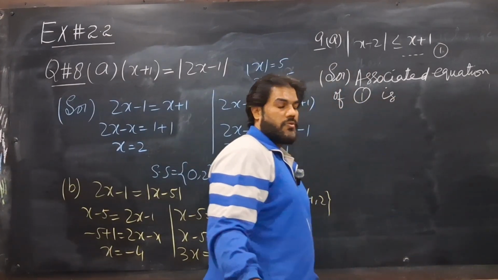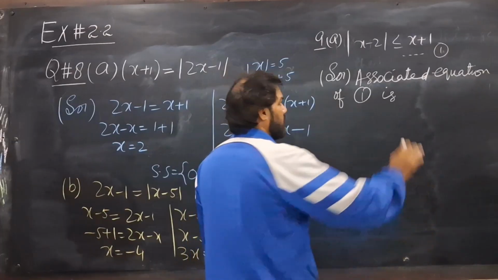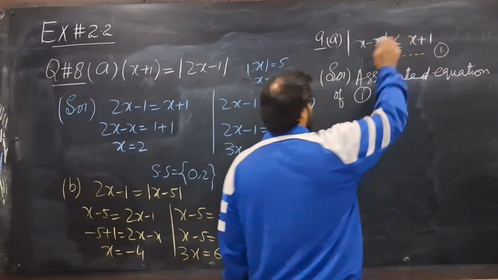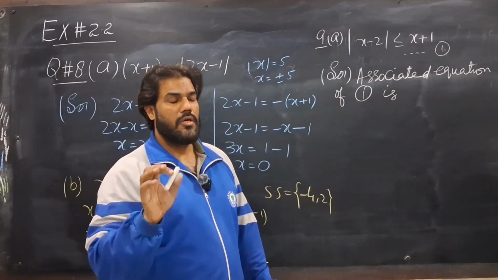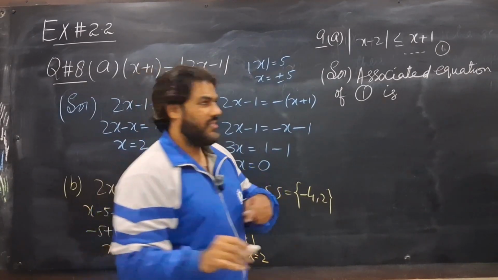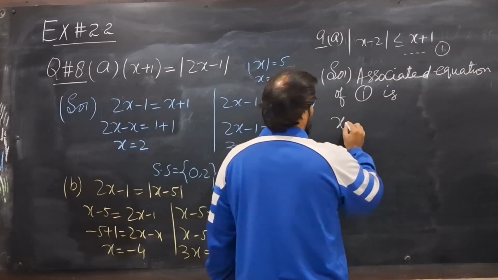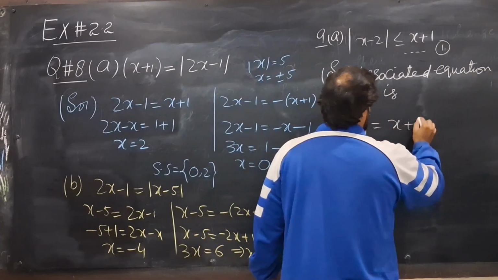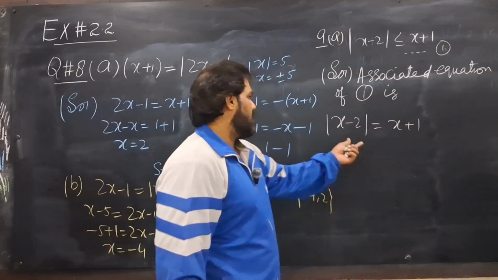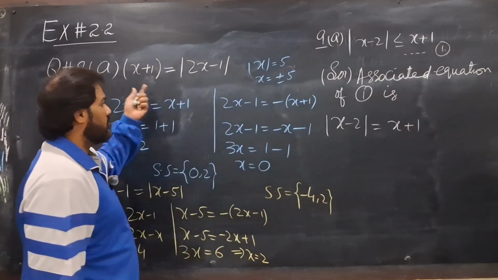The associated equation can be framed very simply by just replacing this sign, either it is less than or greater than or less than or equal or greater than or equal sign, with an equal sign, exact equal sign. So this becomes |x minus 2| equal to |x plus 1|. Now this is the same question as we have discussed in question number 8.